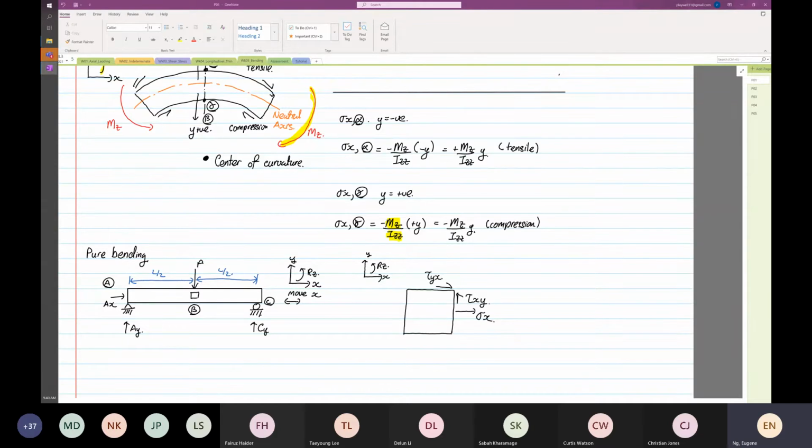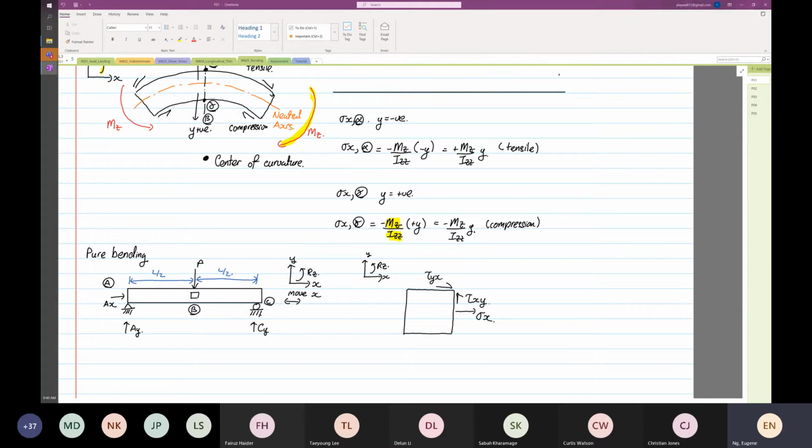Now we are dealing with what? With the normal stress. And you guys know normal stress can be due to axial loading, which you have done in the first 2 weeks. Now the normal stress is due to bending. So the normal stress is due to bending. What does it physically mean?